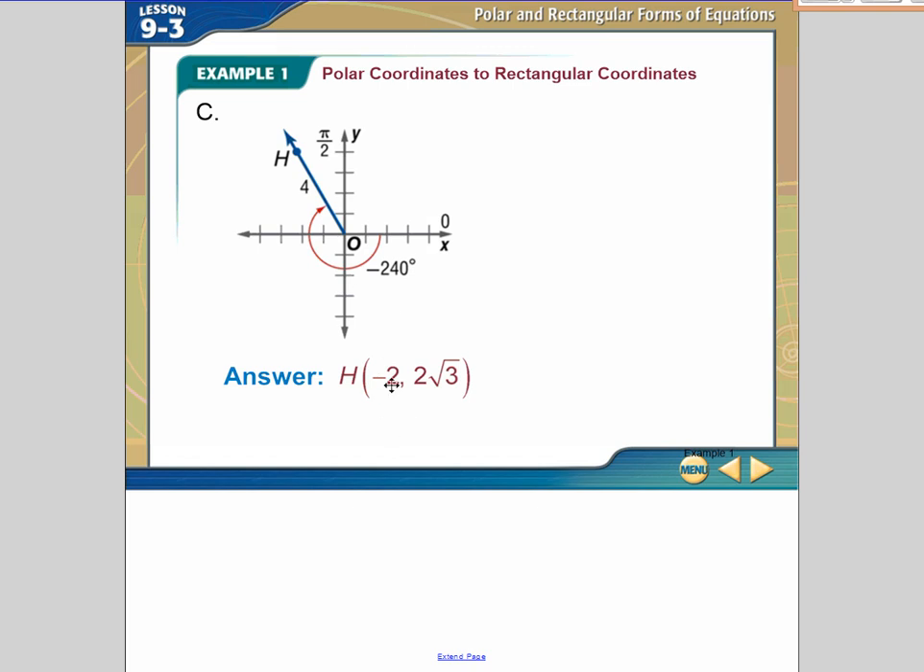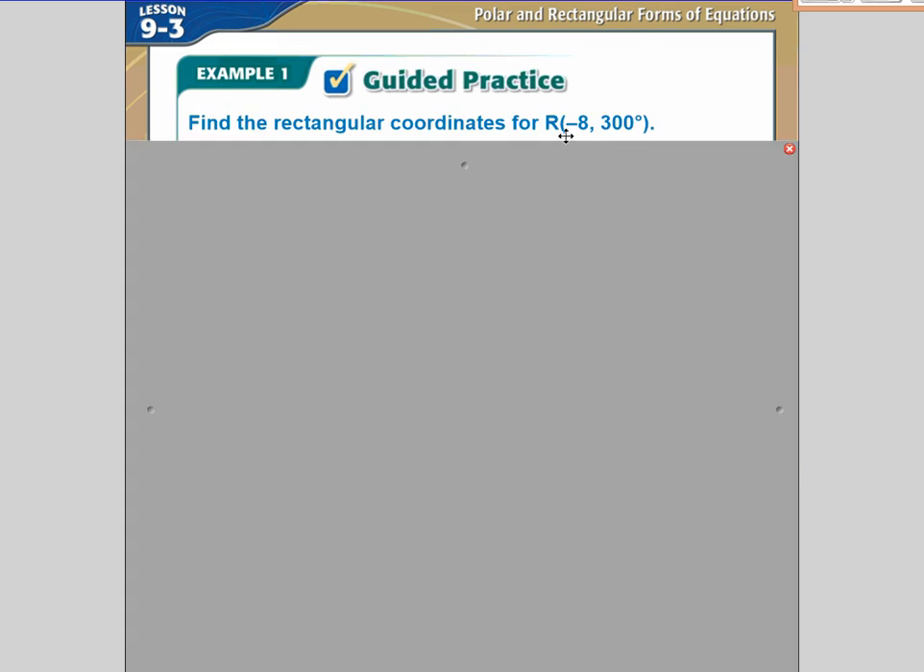So here's one for you to try. See if you can come up with the rectangular coordinates for R here. I'll let you pause the video, and then we'll work together again.